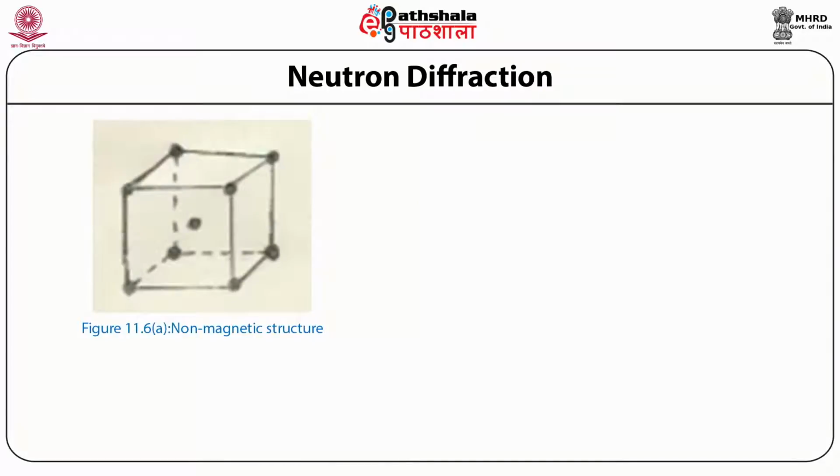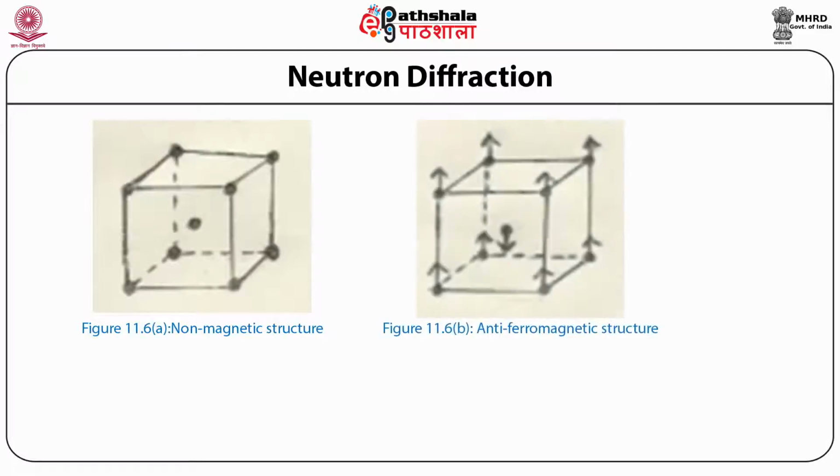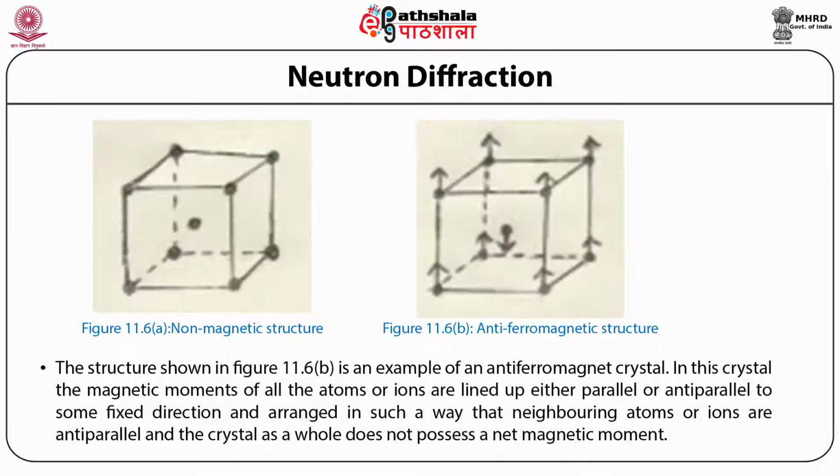Figure 11.6a is for a non-magnetic structure and figure 11.6b is for an antiferromagnetic structure. The structure shown in figure 11.6b is an example of an antiferromagnetic crystal. In this crystal, the magnetic moments of all the atoms or ions are lined up either parallel or antiparallel to some fixed direction and arranged in such a way that neighboring atoms or ions are antiparallel and the crystal as a whole does not possess a net magnetic moment.